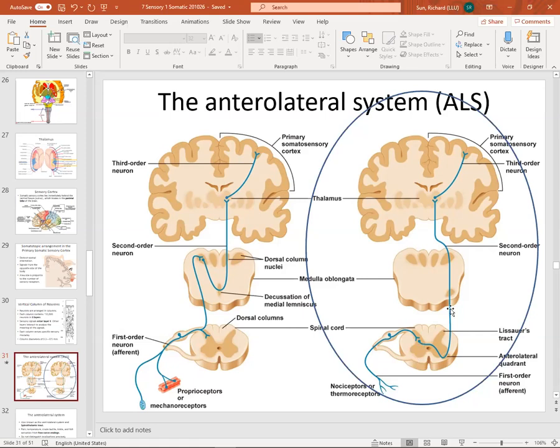So that's the ALS. The most important function of this pathway is to deliver the signal of pain, and pain is particularly interesting and very important in our clinical practice. Patients basically feel pain, right? We have to deal with a lot of patients with pain. So we will spend a lot of time talking about the pain signal here.